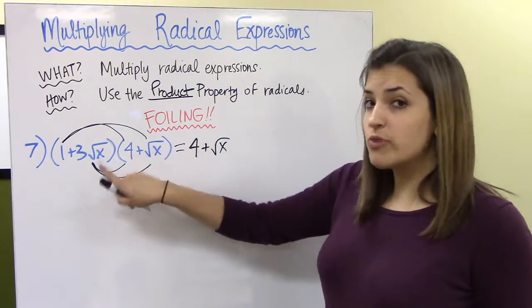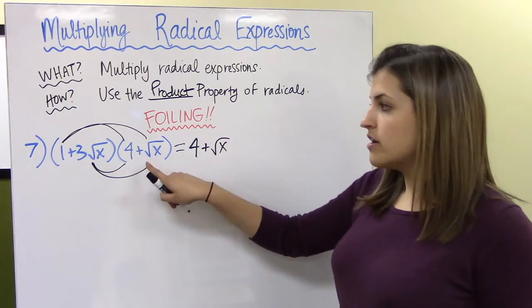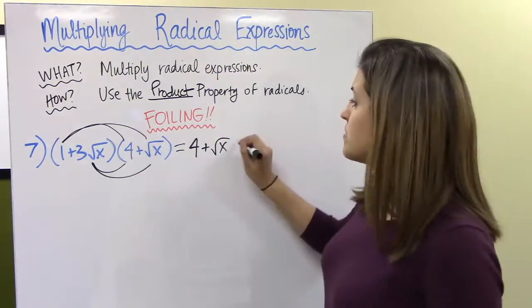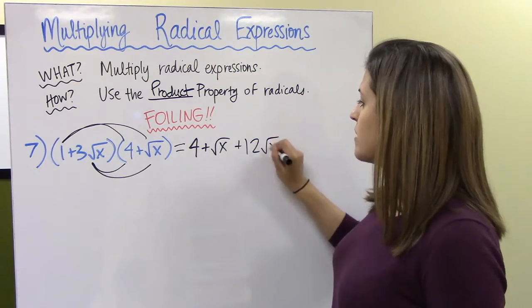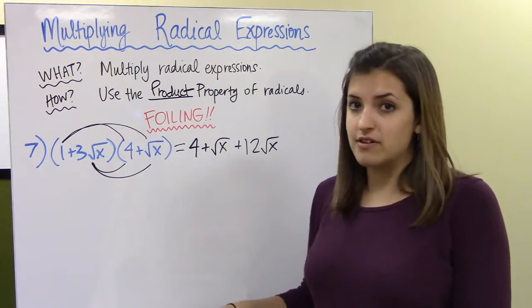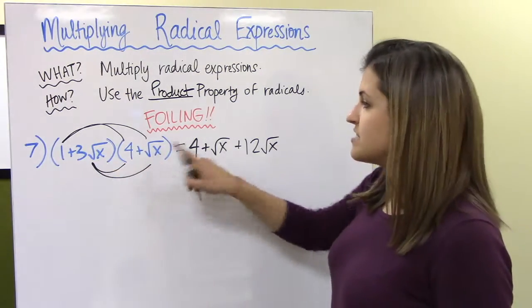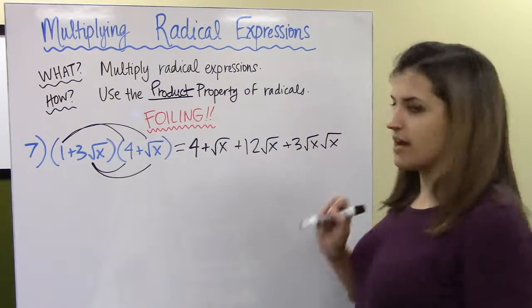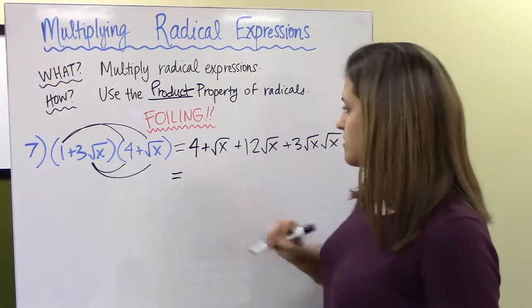Inside is going to be 3 square root of x times 4. And if I do 3 times 4, I get 12. So this is going to be plus 12 square root of x. I multiply those numbers together, but I can't touch what's inside the radical. Finally, the last here is going to be plus 3 square root x times square root x. All right, let's write this out a little bit simpler.